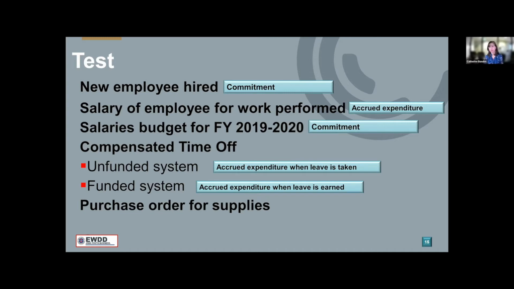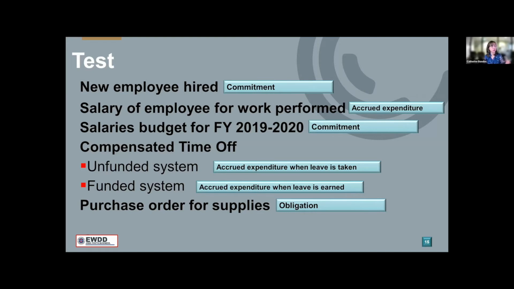Purchase order for supplies, what do you have? Didn't I just say purchase order? What do you guys have there? Do you have an expenditure? Commitment. Nope. It's a commitment. No, it's an obligation. I forgot to update it. You have a financial obligation.